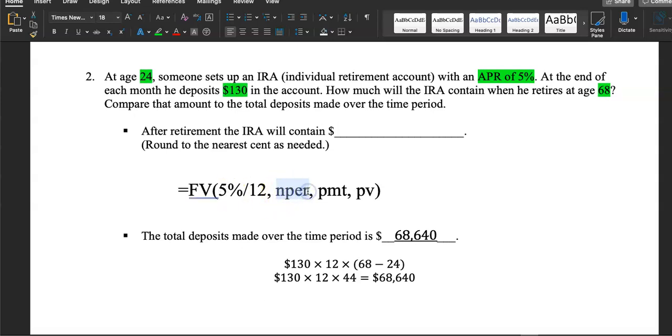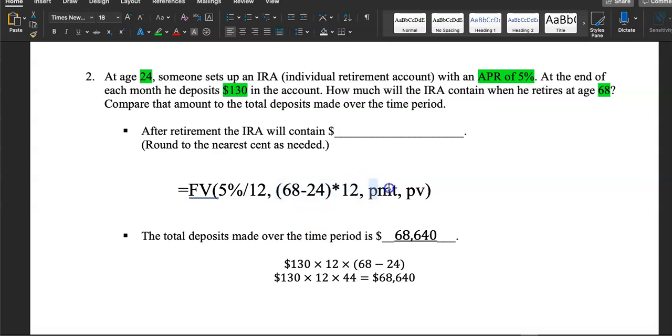Now, the nper part. How many years is he doing this for? He's doing this for 68 minus 24 years, but each year has 12 compounding periods. So this looks a little bit confusing, but that's really 44 times 12, because we want to know how many months we have in 44 years. And I got 44 because his plan is to retire at 68 and he's now 24, okay?